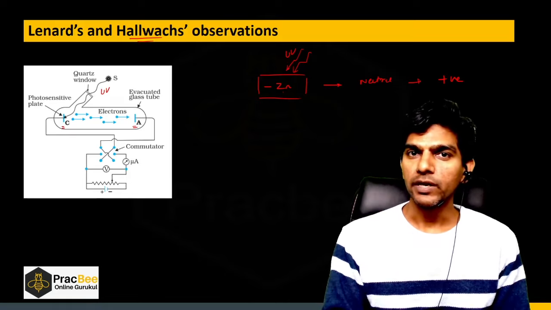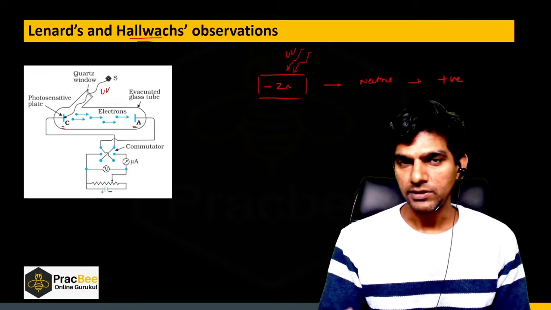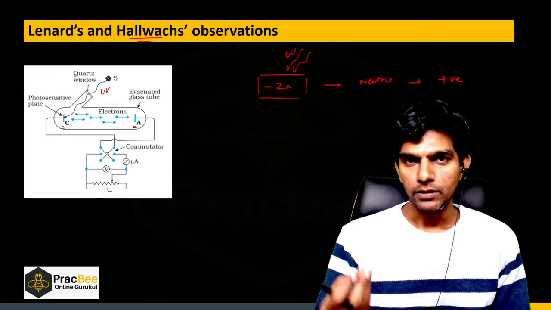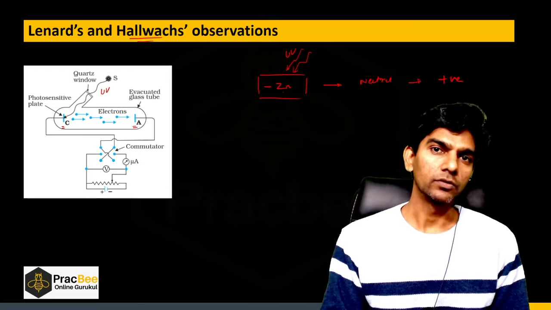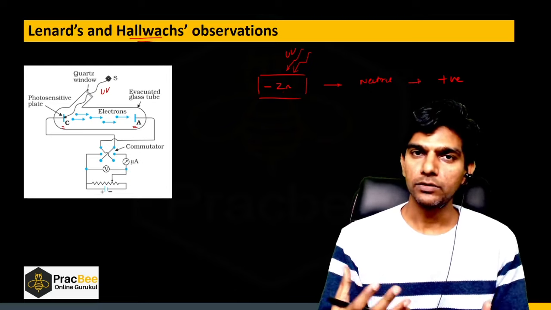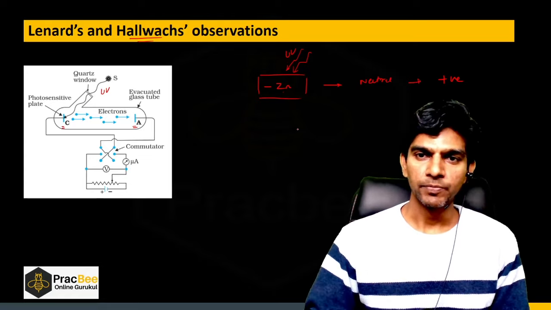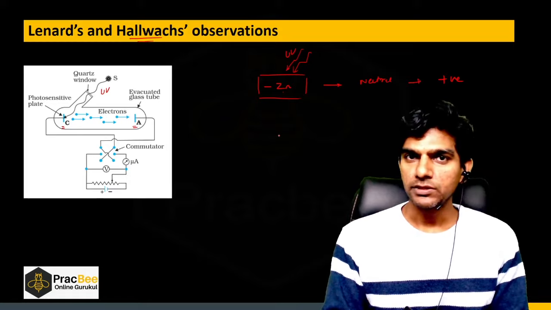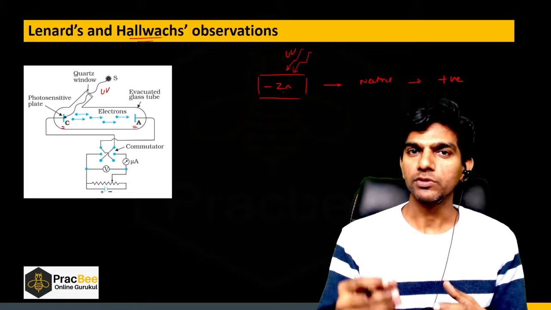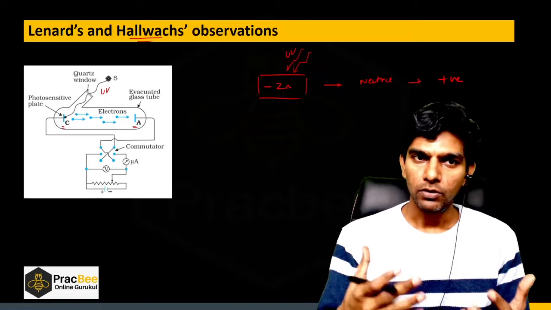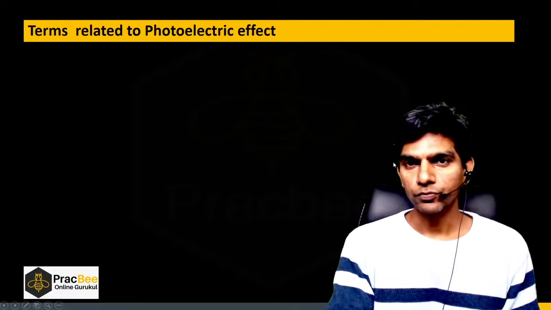At that point of time, they were not aware what type of particles were coming out. Later, J.J. Thomson discovered electrons, and then they came to know these particles are electrons. As electrons come out, the material becomes more positively charged. I hope these observations are clear to you. You just need a brief idea about them, because there can be a theoretical question on Lenard and Hallwachs' observation.